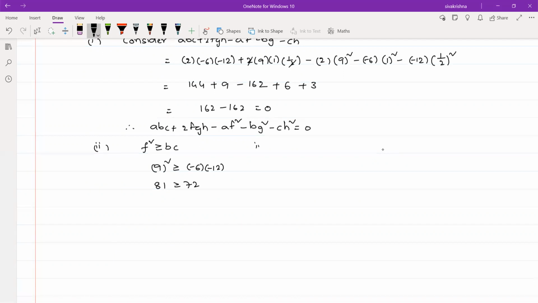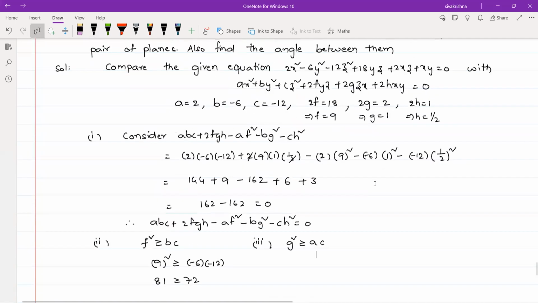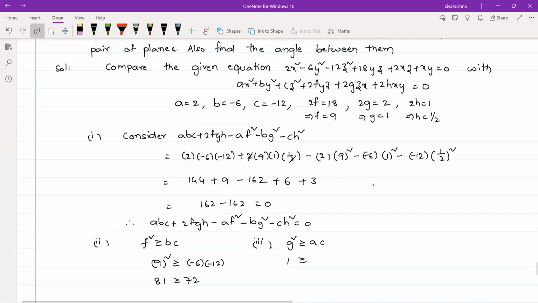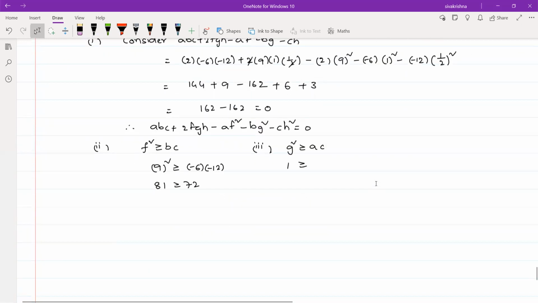Coming to the third condition, that is g² ≥ ac. Once again, we have to write the value of g². Here g is nothing but 1, so 1² is 1, greater than or equal to ac. ac is nothing but 2 into −12, so 1 is greater than or equal to −24. It is very clear that a positive value is always greater than a negative value.